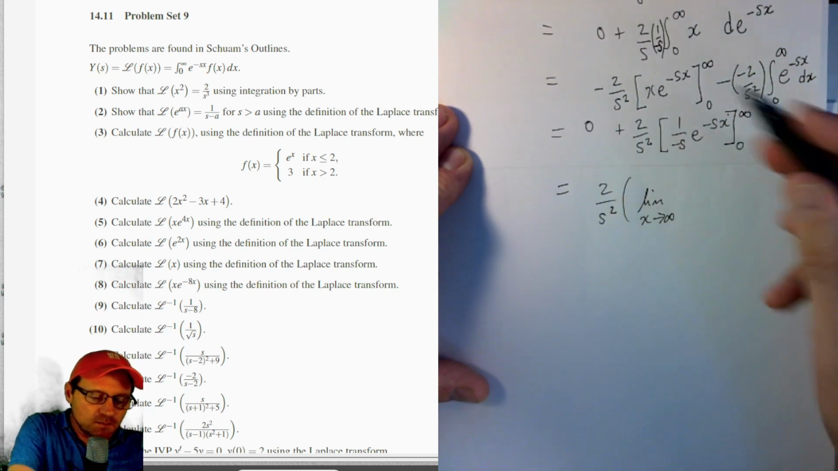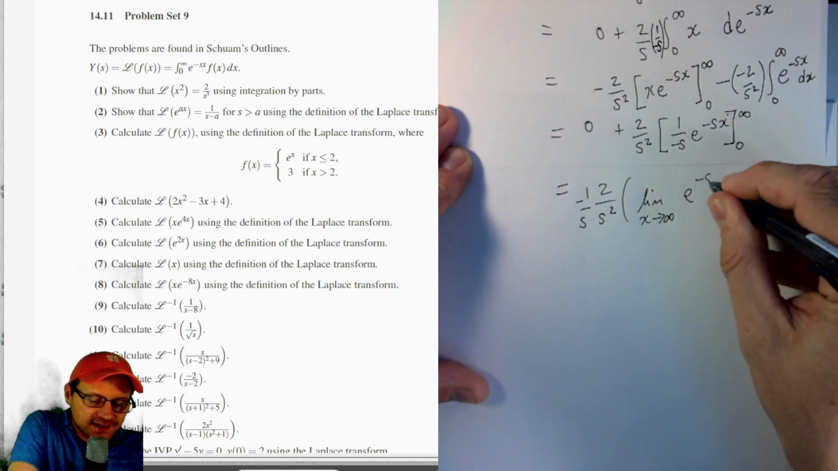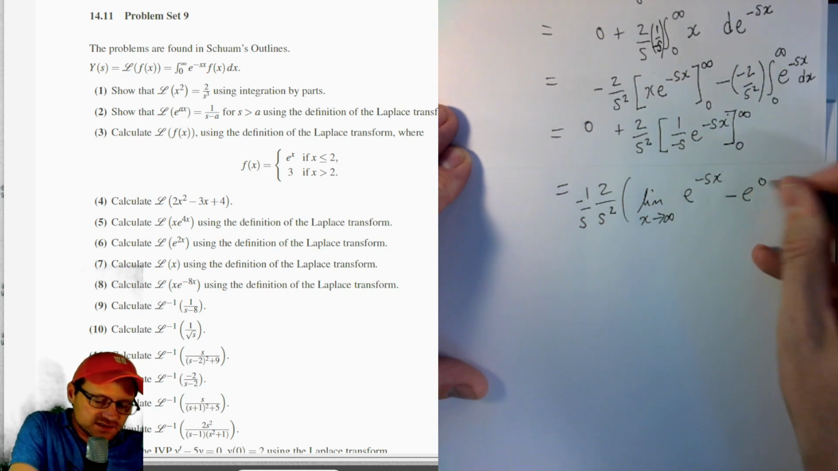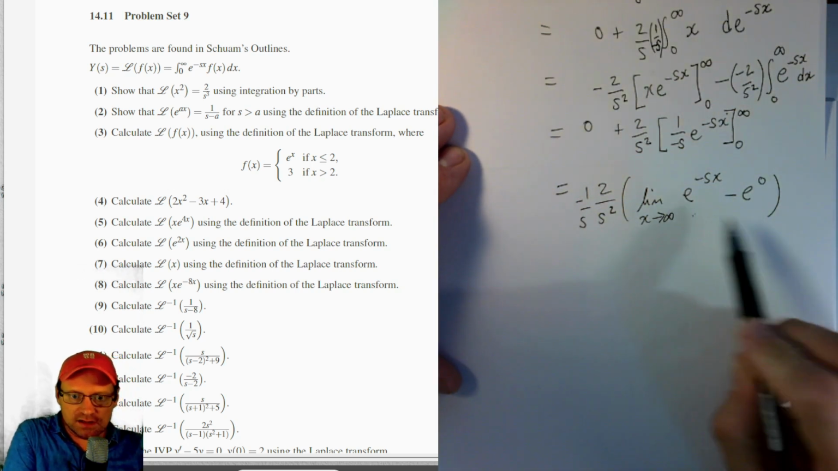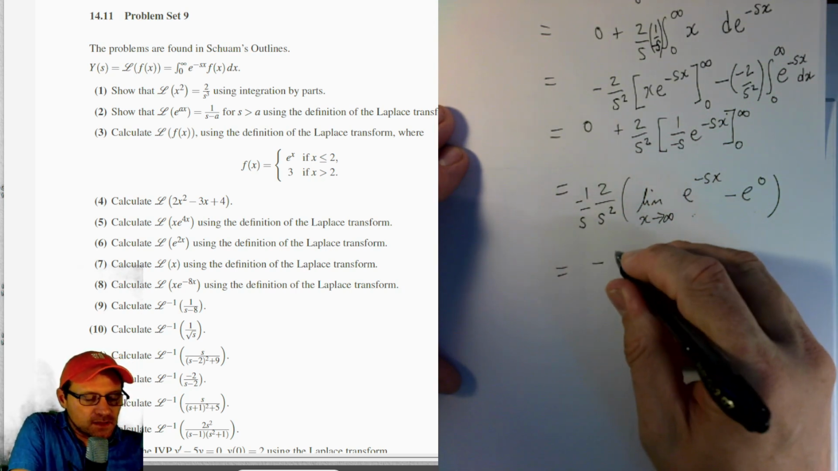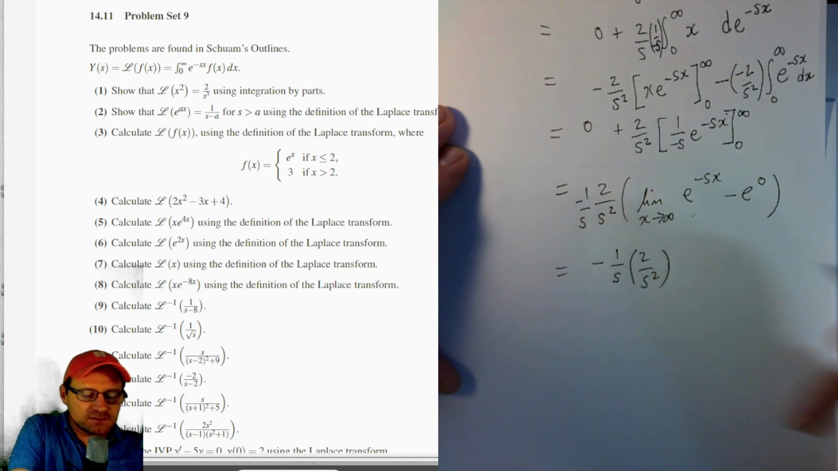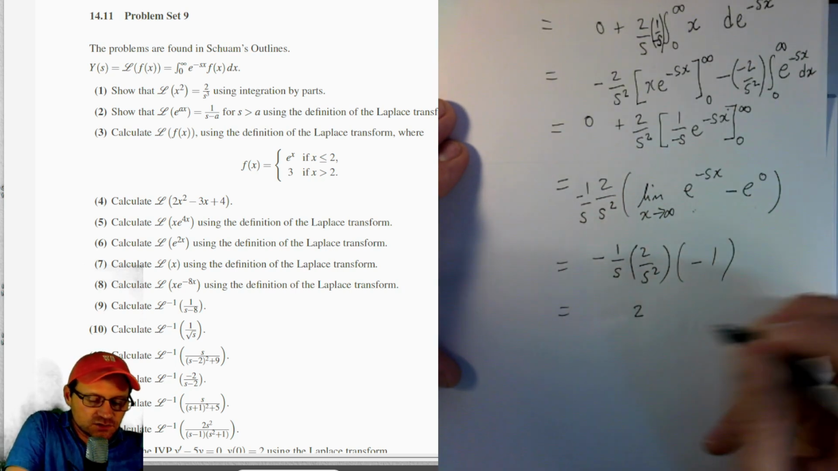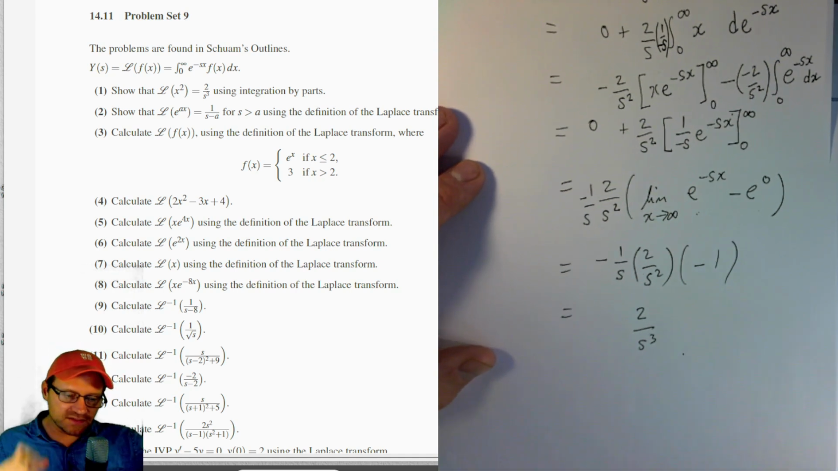Well, let's also bring that minus 1 over s out the front. Okay, e to the minus sx. And then we subtract e to the 0. Okay, now this limit here is 0, and this is 1. So we have minus 1 on s, 2 on s squared, brackets times minus 1, and this gives us 2 over s cubed. Okay, and we got exactly what we're hoping to get there in that question.